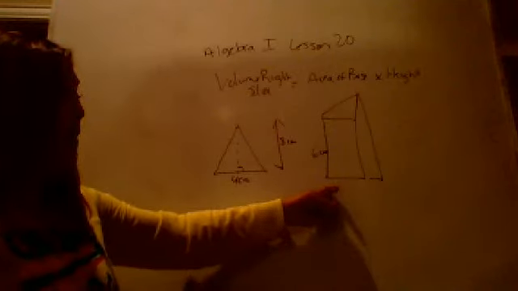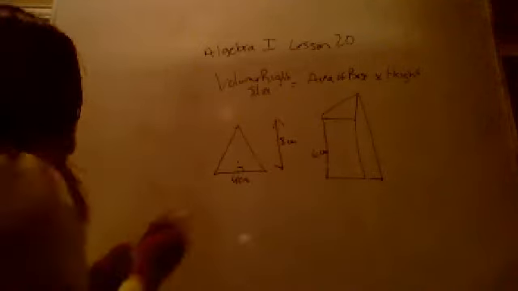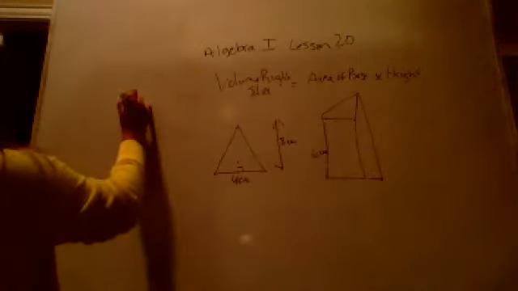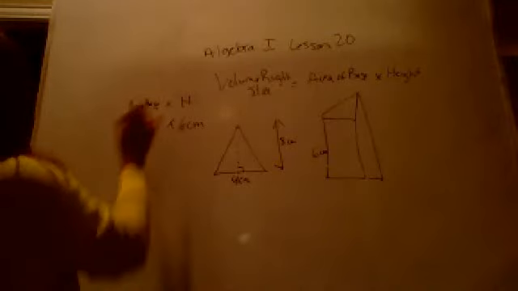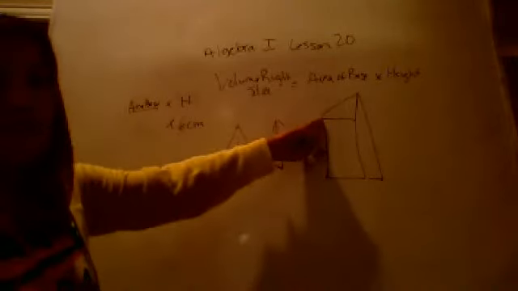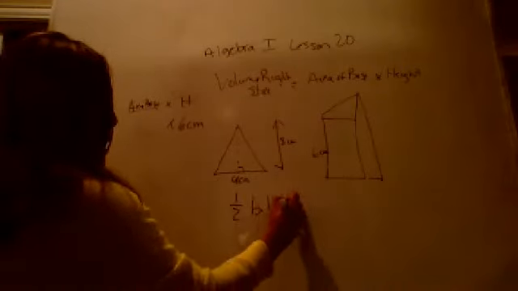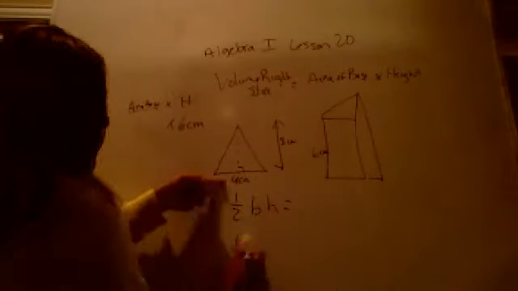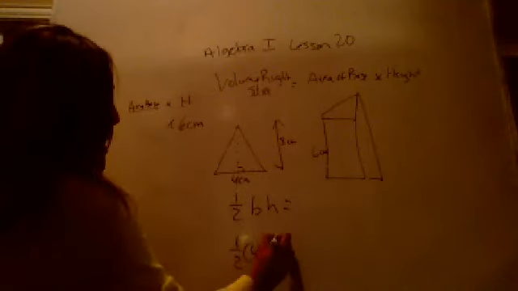How do you get it? We need to find the area of the base times the height. We have the height, so area of the base times the height. The height is 6. We need the area of the base. What's my base? It's a triangle. How do I get the area of the triangle? 1/2 times base times height. Well, 1/2, what's my base of this triangle? 4. What's my height of this triangle? 8.